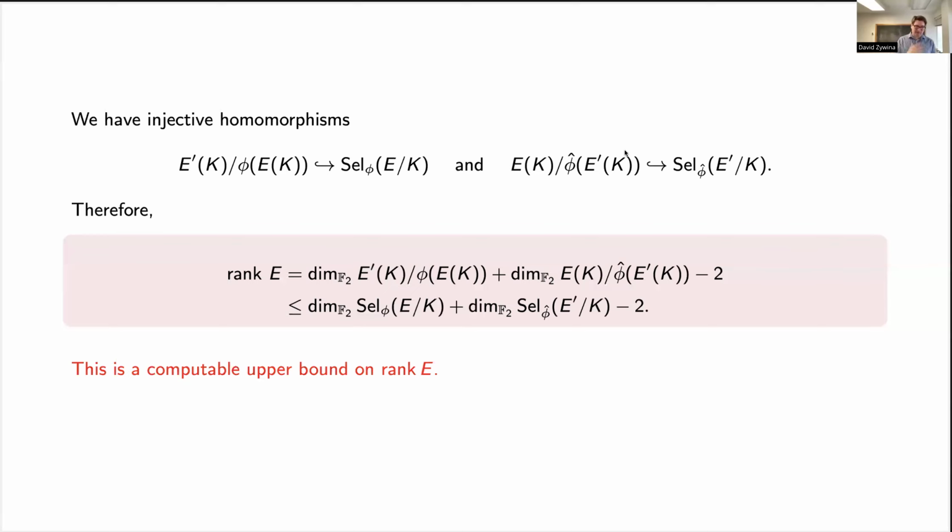So we have elliptic curves over number fields with a two torsion point. Lower bounds come by finding points. Upper bounds you can obtain by this particular Selmer computation.